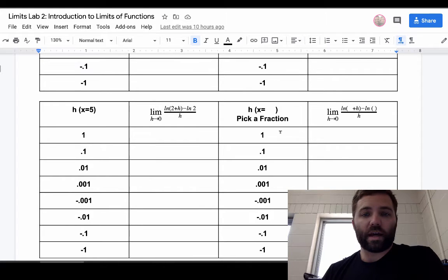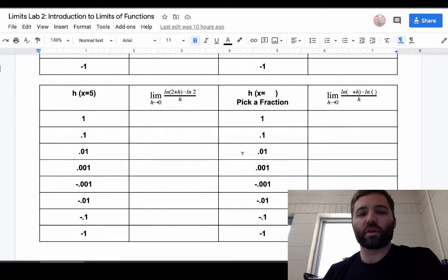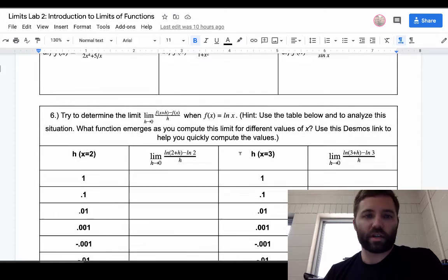Then figure that out, fill out the table, and see if you can figure out what the pattern is. In other words, the question asks mainly: what function emerges as you compute this limit for different values of x? Can you predict then what this limit is when f of x is natural log of x? What is the limit based on the pattern here? That's what I want you to do.